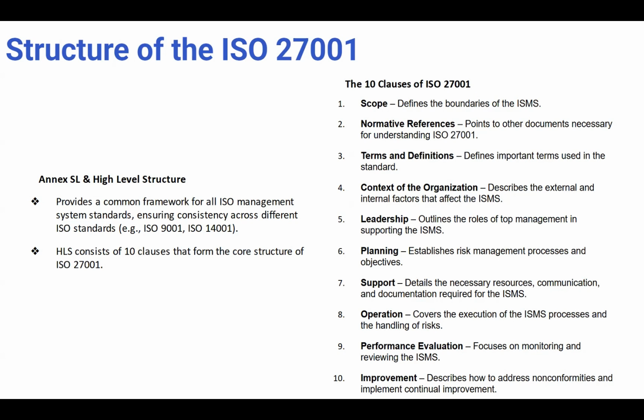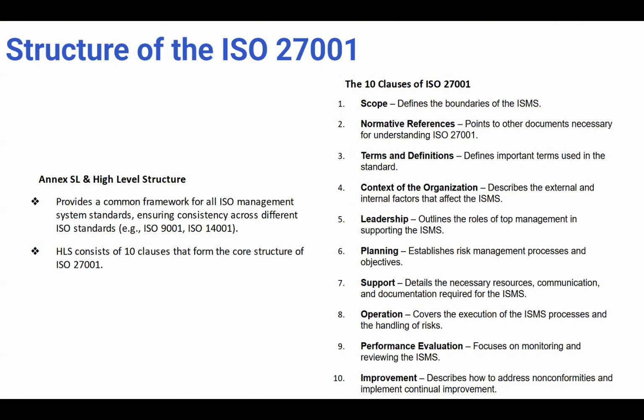Leadership means definitely top management have roles to play. If top management does not support the ISMS, it will not take off. So this is so important that it has a different clause on its own. Planning, meaning establishing risk management processes. Now, we had said earlier that ISO 27001 is huge on risk management. So the whole planning step is all about planning for your risk management processes and objectives because it's very important in implementing an ISMS.